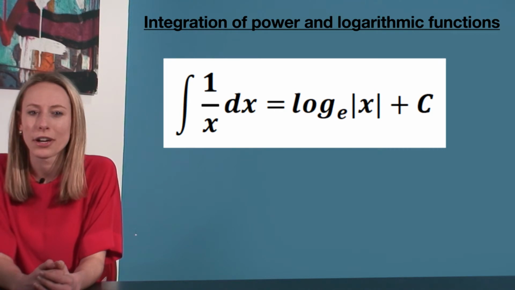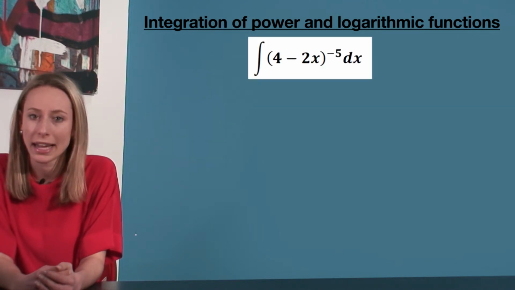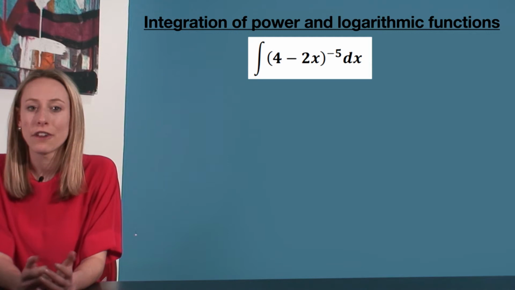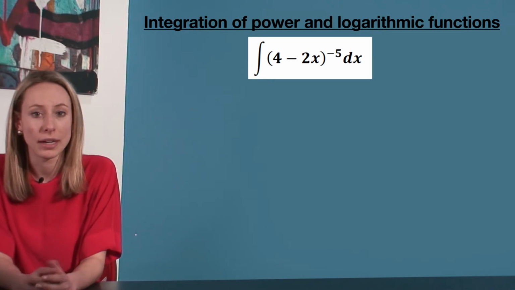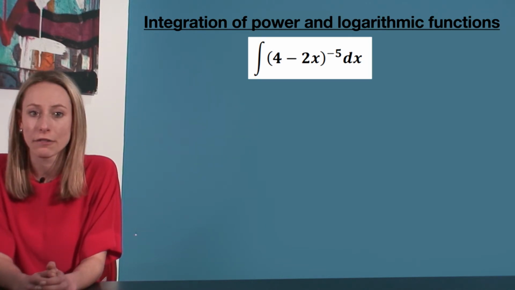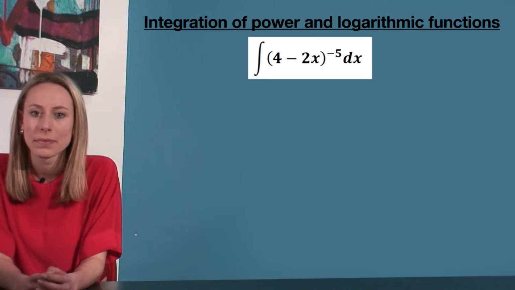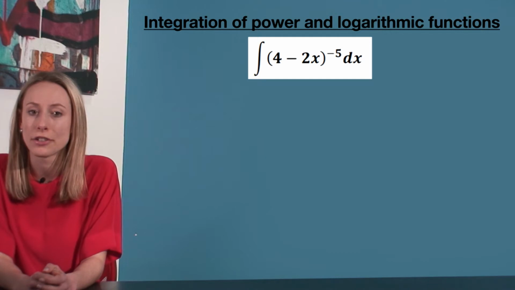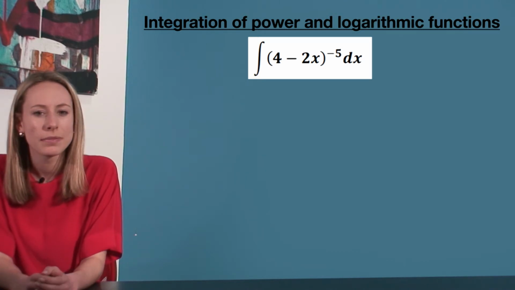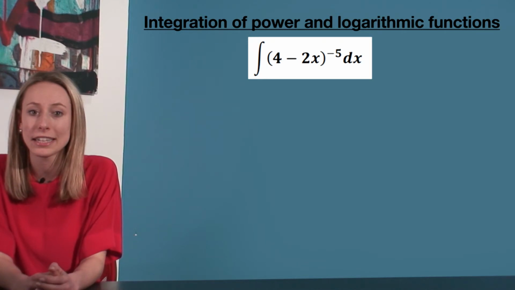Now, let's have a go at the 2013 exam question 2a for an example. Find the antiderivative of (4 minus 2x) all to the power of -5. Since n equals -5 and not -1, we can use the power anti-differentiation formula. However, there is also a function inside a function here, which means we need to account for the -2x inside the brackets.